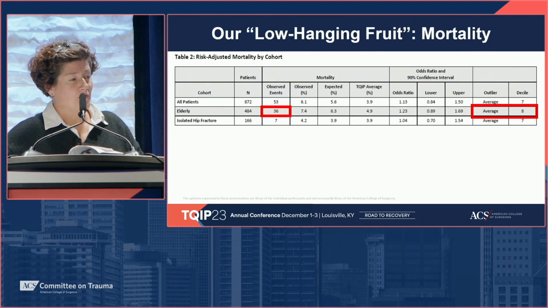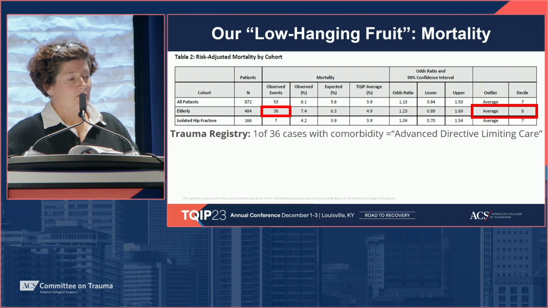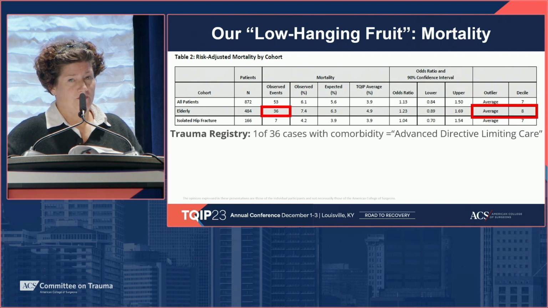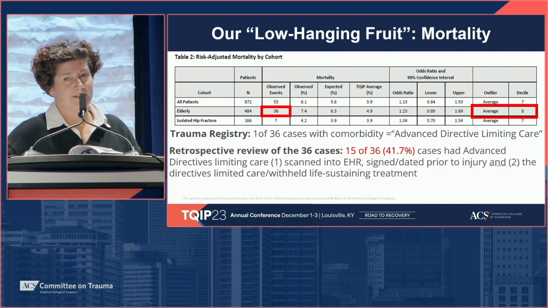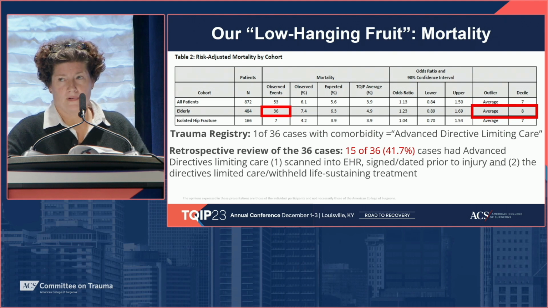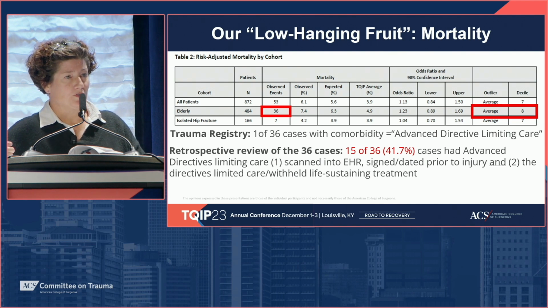And what I find of those 36 elderly patients is that even though my registry only had one with advanced directives limiting care, when I drilled down on all 36 deaths, actually 30 of them had advanced directives scanned into the electronic health record. But I had to drill down and open those advanced directives up, A, to make sure they were dated prior to the injury, and secondly, that they limited care. So this is a little bit onerous and takes a little bit of time.